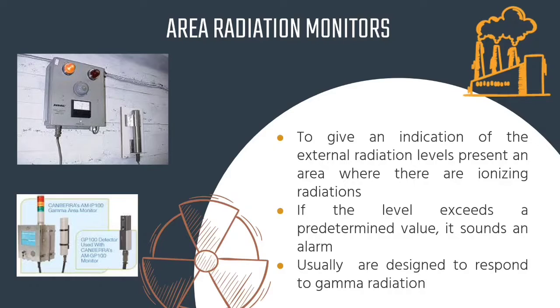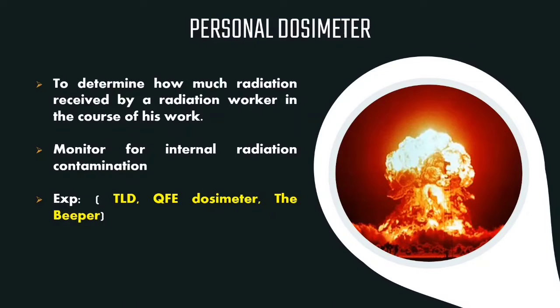The second instrument is area radiation monitors. This monitor gives an indication of the external radiation level present in an area where there are ionizing radiations. If the level exceeds a predetermined value, it sounds an alarm, and it's usually designed to respond to gamma radiation. The third instrument is the personal dosimeter, which includes the TLD, the QFE dosimeter, and the beeper. This monitor is used to determine how much radiation is received by a radiation worker in the course of his work.